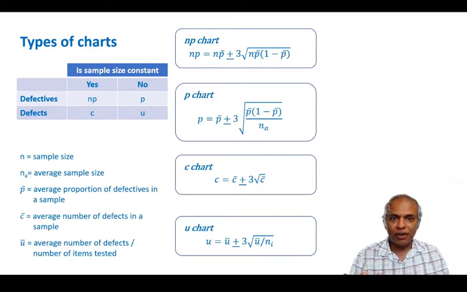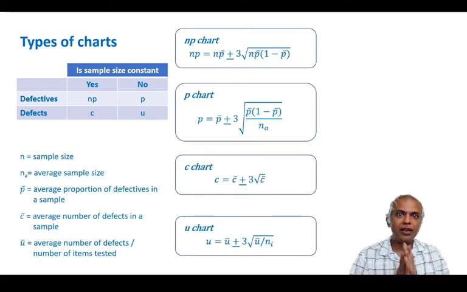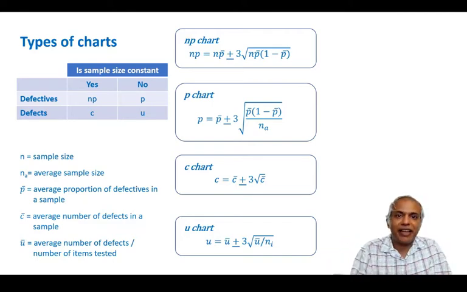Defectives are non-conforming products. So I have standards for a product, and if a particular product does not fall in that standard, it's defective. It's too thick, too thin, too light, too heavy, whatever. That's a defective product. But defects could be non-conformities within a good product. So when I buy a used car, the number of dents in a used car, the number of scratches on paint in a used car are defects. That doesn't make a used car defective, but these are defects.